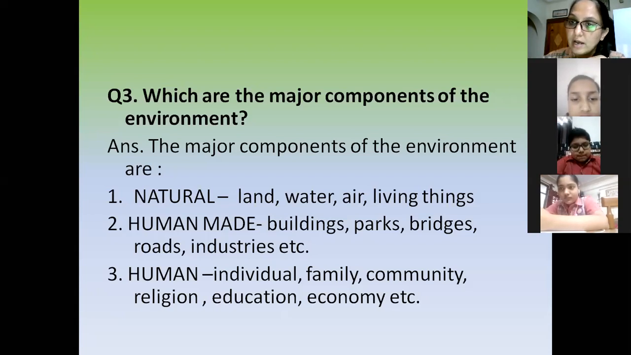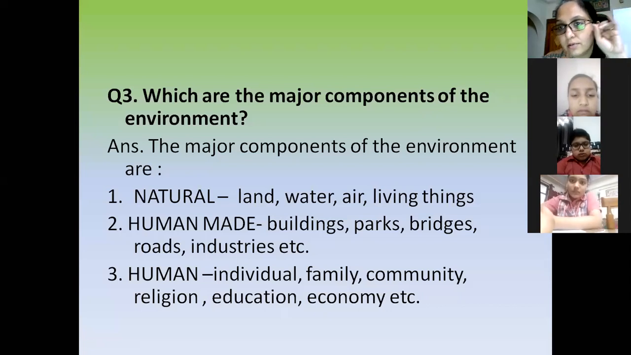Then we go to an educational system. You go to a school, then you have your friends there, your teachers there, your seniors there. And then economy, how do we manage the whole system: the political system, the educational system, the economical system, all these are part of the human fraction of environment. So what are the three major parts of environment components? Natural, then human made, and then humans themselves. Is it clear?